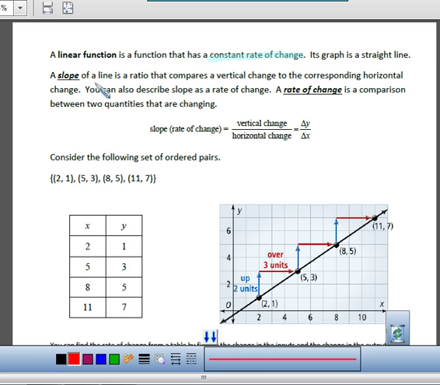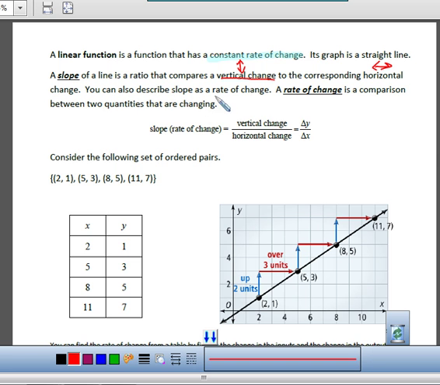So, a slope of a line is the ratio that compares a vertical change to the corresponding horizontal change. What the heck does that mean? Well, think about vertical. Vertical is up and down. So the y values. And then the corresponding horizontal change, so that's the x values. Remember when we were looking at that table and we were talking about how the x values were increasing by 1 and then the y values were decreasing by 4? That is a slope or a constant rate of change.